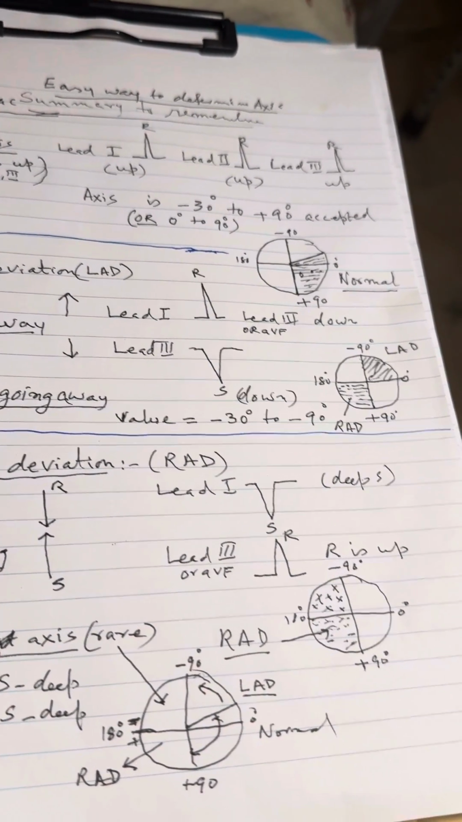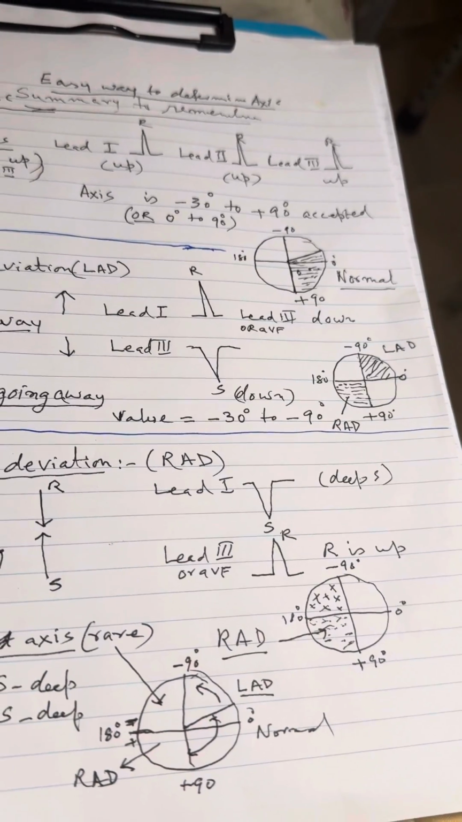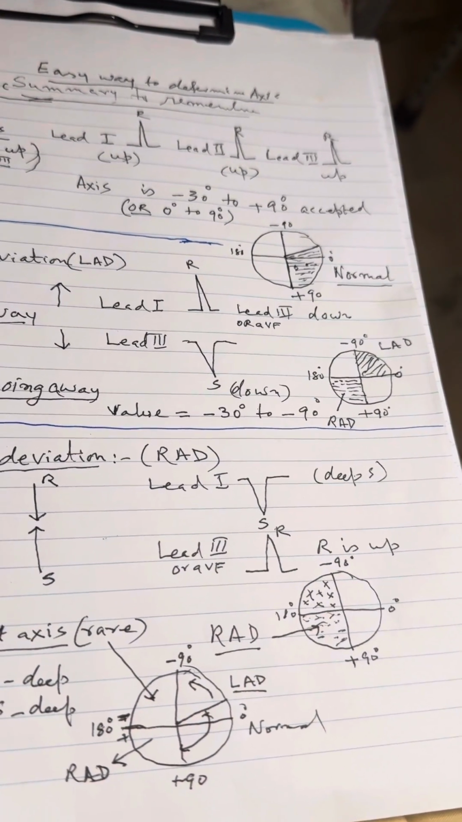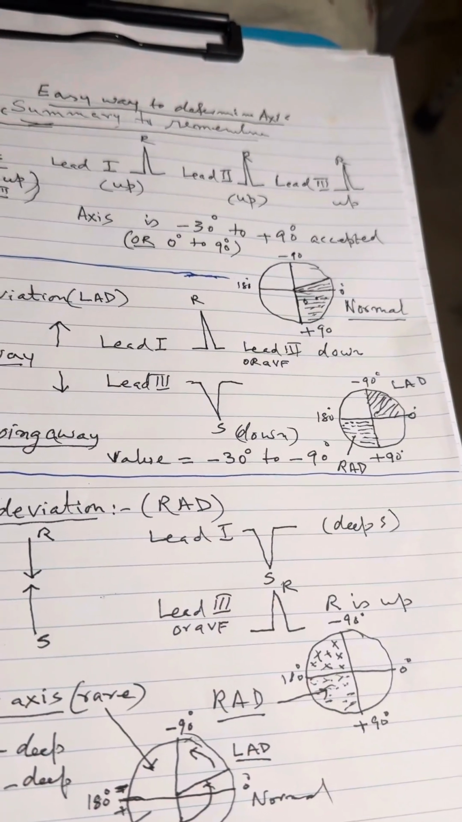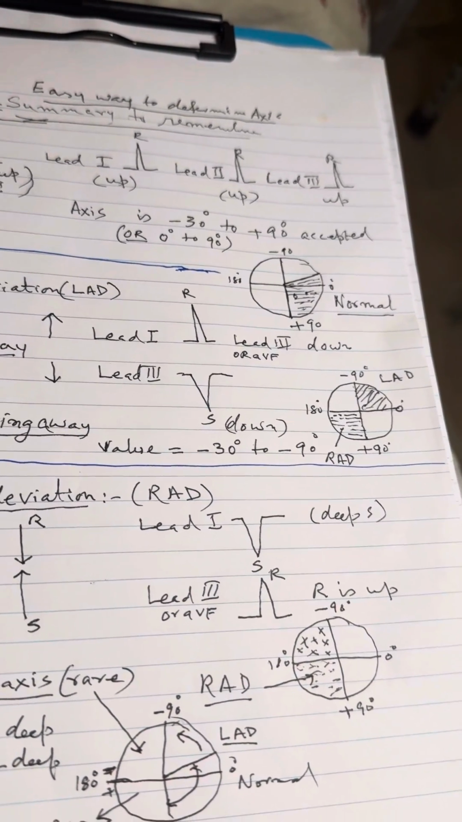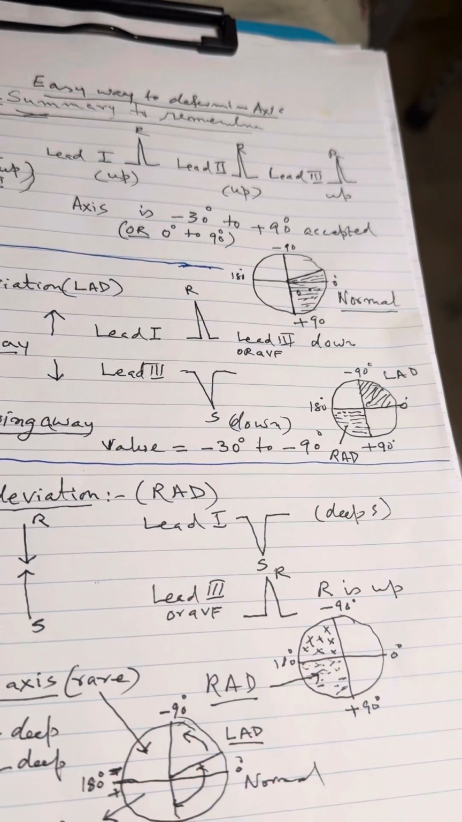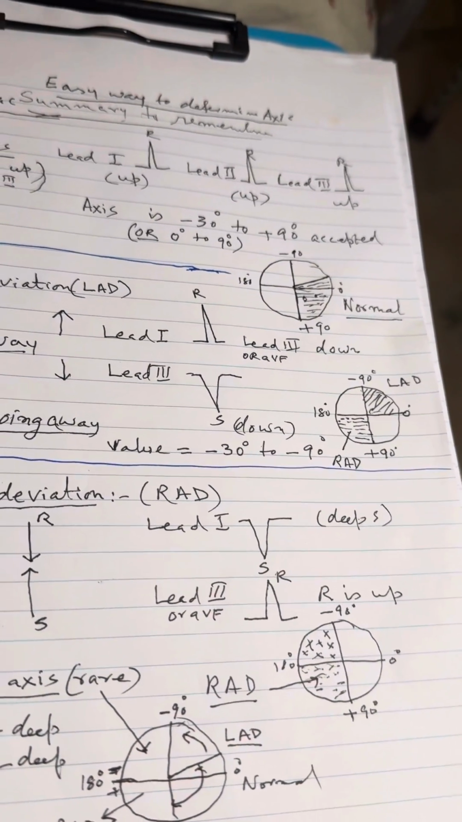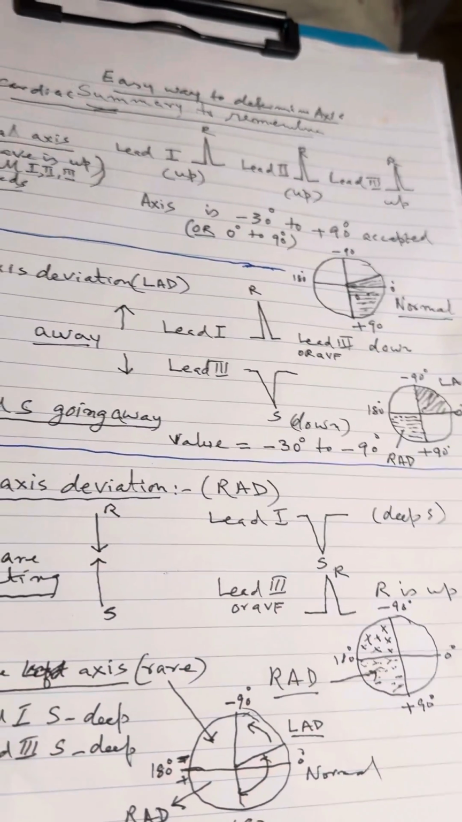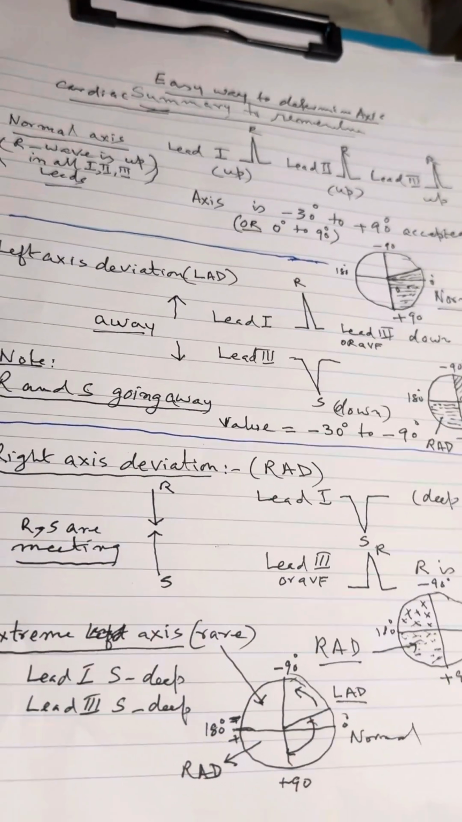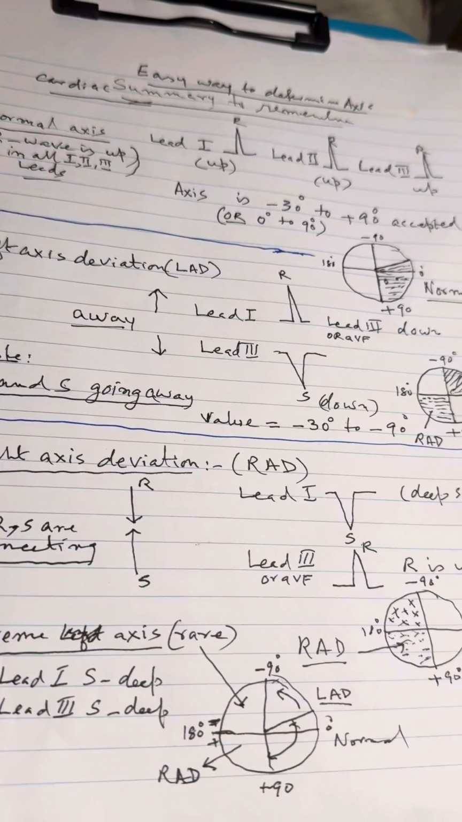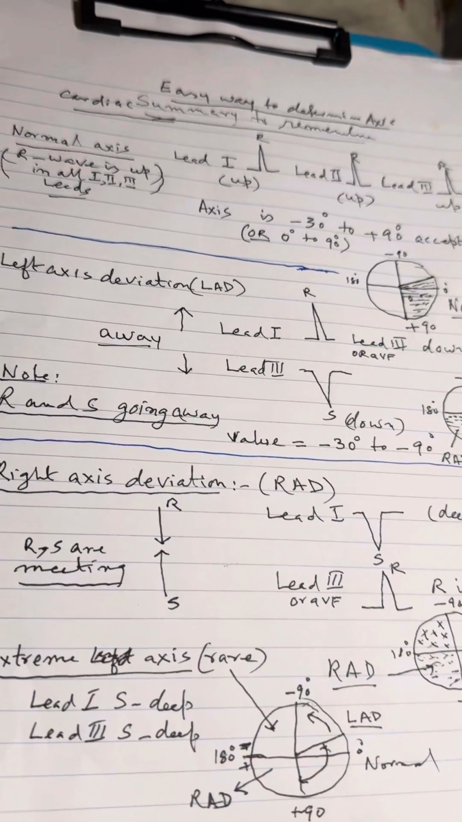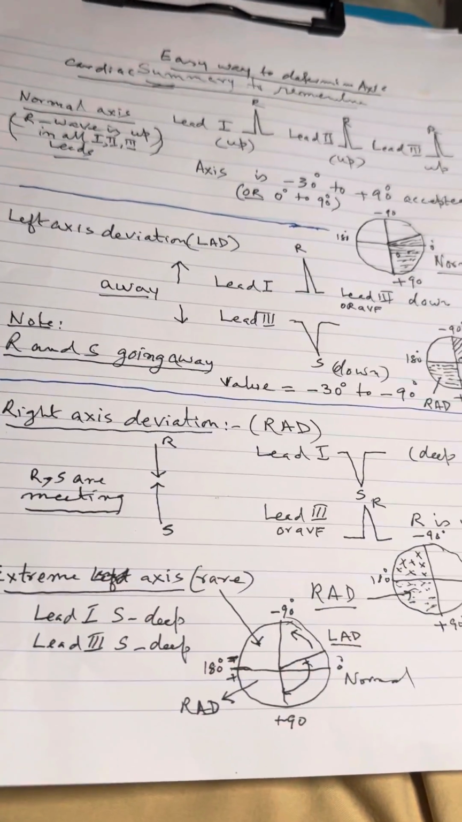Now, if the axis lies between minus 30 to minus 90 degrees, it means the heart is mostly on the left side, or more than normal on the left side. This is known as left axis deviation.